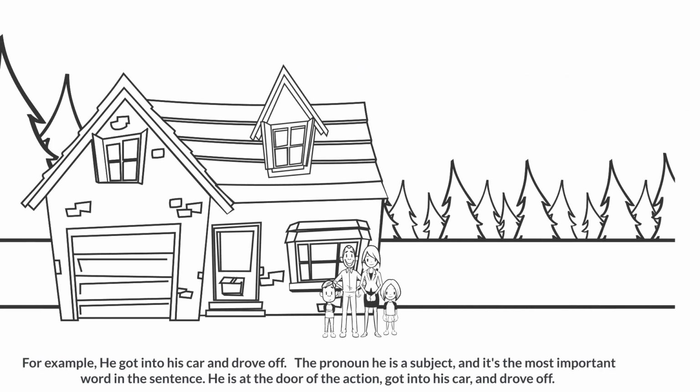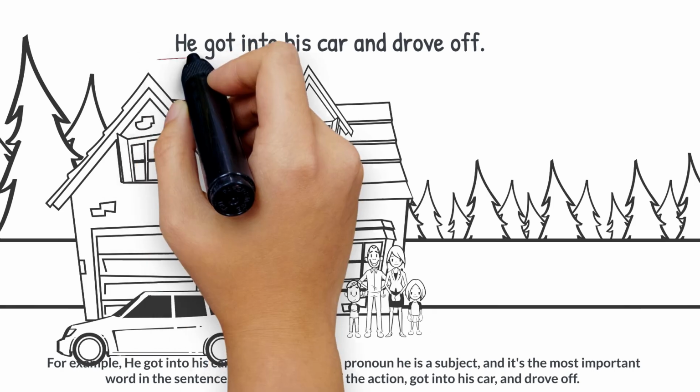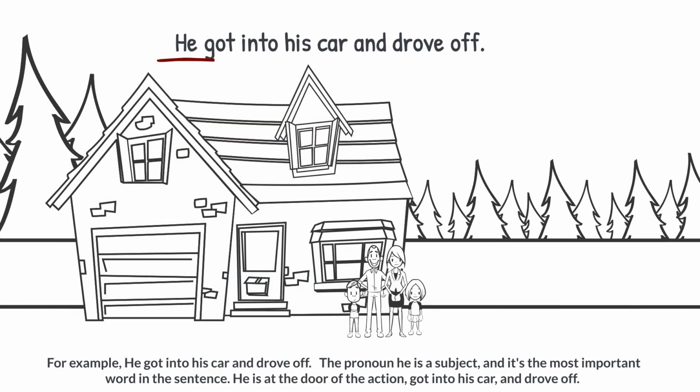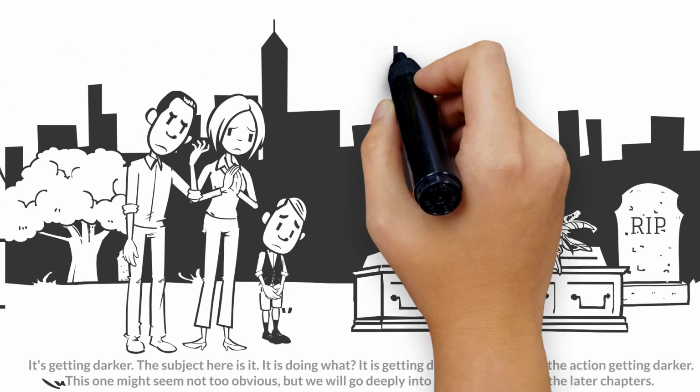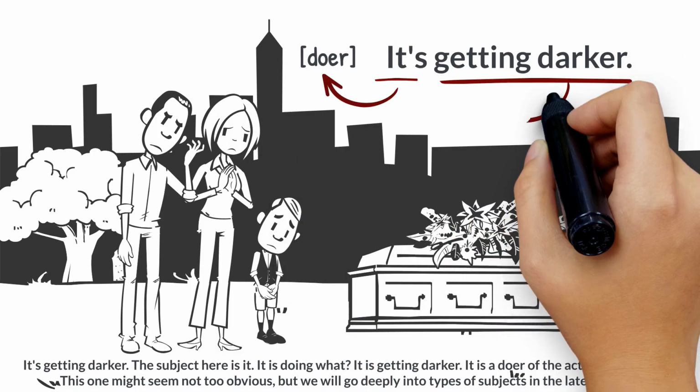For example, he got into his car and drove off. The pronoun he is a subject, and it's the most important word in the sentence. He is the doer of the action: got into his car and drove off. It's getting darker. The subject here is it. It is doing what? It is getting darker. It is a doer of the action getting darker.